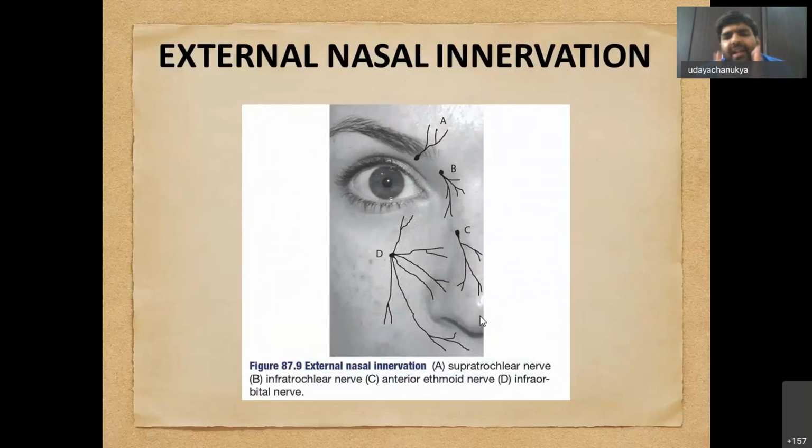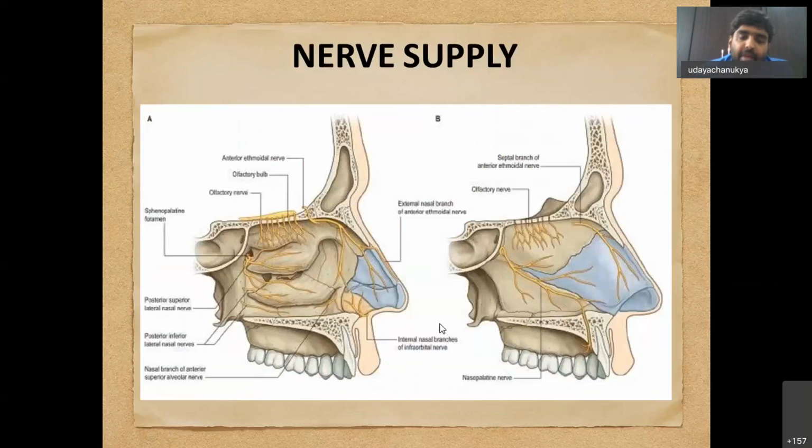Coming to the external nasal innervation. Why is external nasal innervation important? Because this is very important in order to have a sensory nerve block. In order to have a partial block, we can just inject in the areas proper. This is the area of the supratrochlear nerve. This is the area of the infratrochlear nerve. This is the area of the anterior ethmoidal nerve, and one can easily say, this is the area of infraorbital nerve innervation.